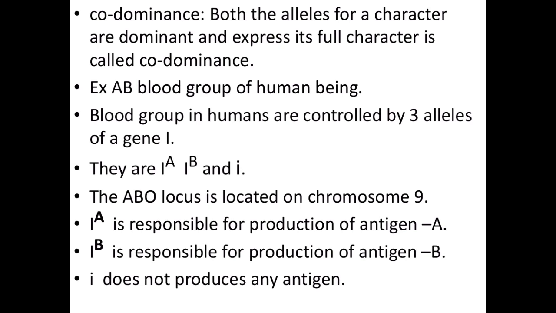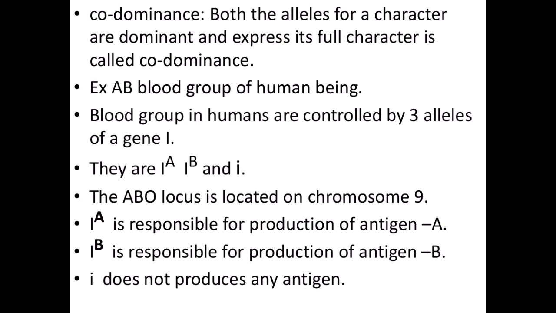And a very good example is the AB blood group of human beings. Blood group in humans is controlled by three alleles of a gene I. They are IA, IB and small i. In that, A and B are dominant, and small i is the recessive gene.